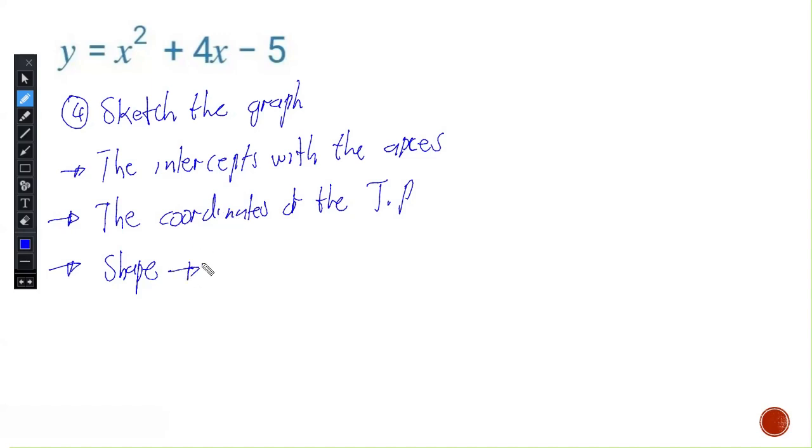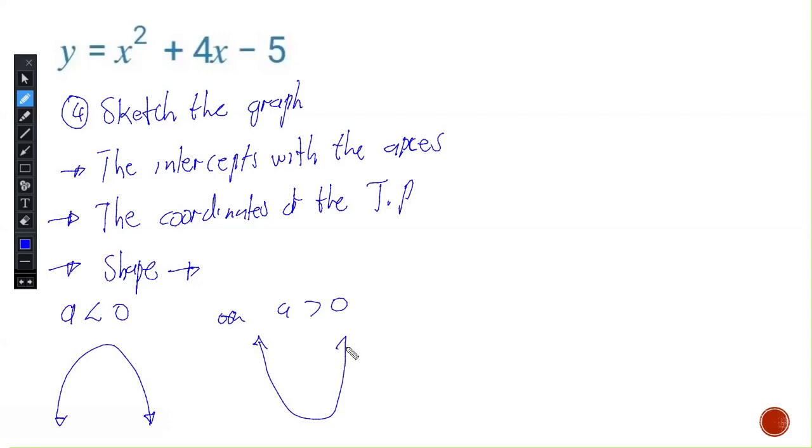The shape, remember, is determined by your a value here. You want to know whether your a is less than 0, in which case the shape will be like this, or if your a is greater than 0, in which case your shape will be like this. So this is if your a is negative, and this is if your a is positive. Looking at what we have here, we can see that the a is positive, so we know that this is the kind of shape that we should have. Now let's see how the sketch would actually look.